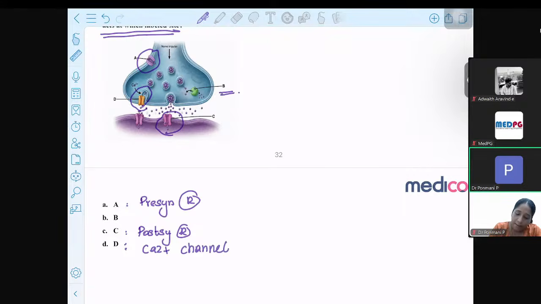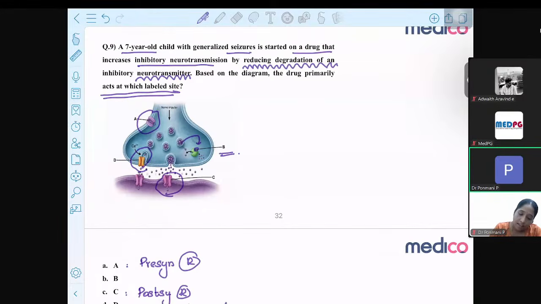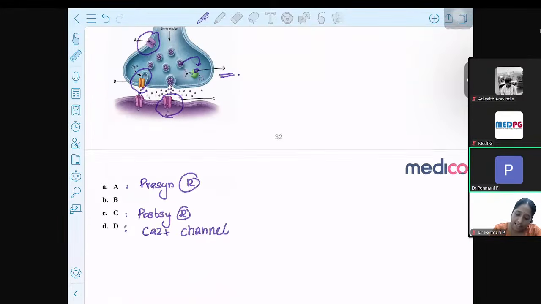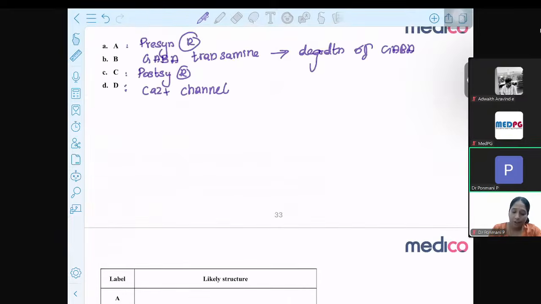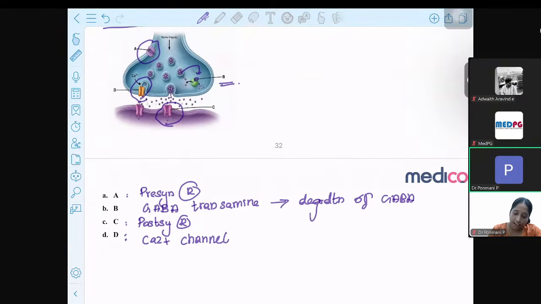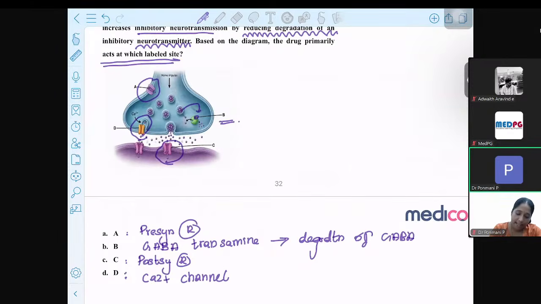And what is B? B is something which is engulfing the neurotransmitter, which is blue in color. So this has to be the enzyme. And what enzyme is it? It is GABA transaminase, which is responsible for the degradation of GABA. Okay. So what is the right option? We have already marked it over here itself. Based on the diagram, the drug primarily acts at what site? It is option B. So the right option is option B here.